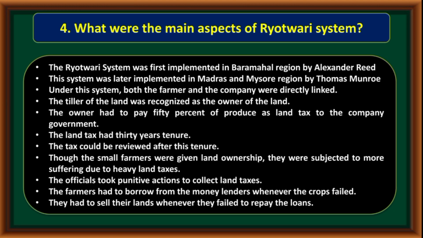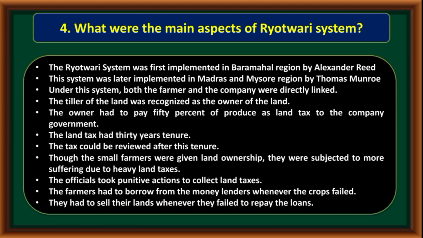What were the main aspects of Ryotwari system? The Ryotwari system was first implemented in Baramahal region by Alexander Reed. This system was later implemented in Madras and Mysore region by Thomas Munro. Under this system, both the farmers and the company were directly linked. The tiller of the land was recognized as the owner of the land. The owner had to pay 50% of produce as land tax to the company government. The land tax had 30 years tenure. The tax could be reviewed after this tenure.